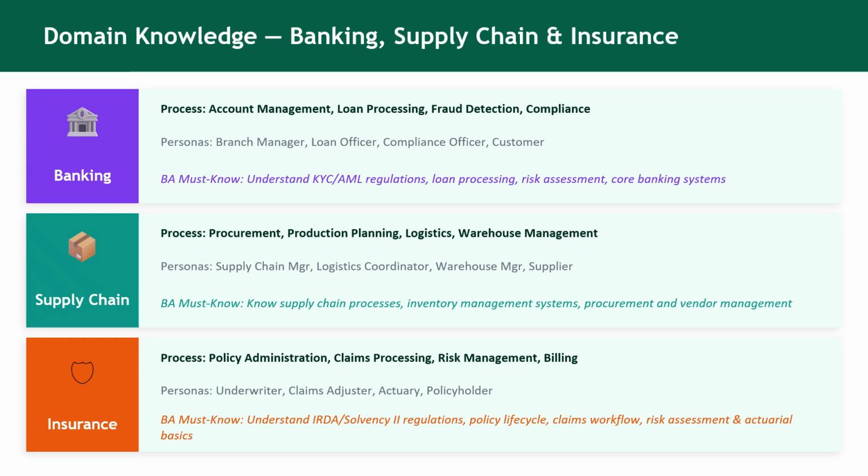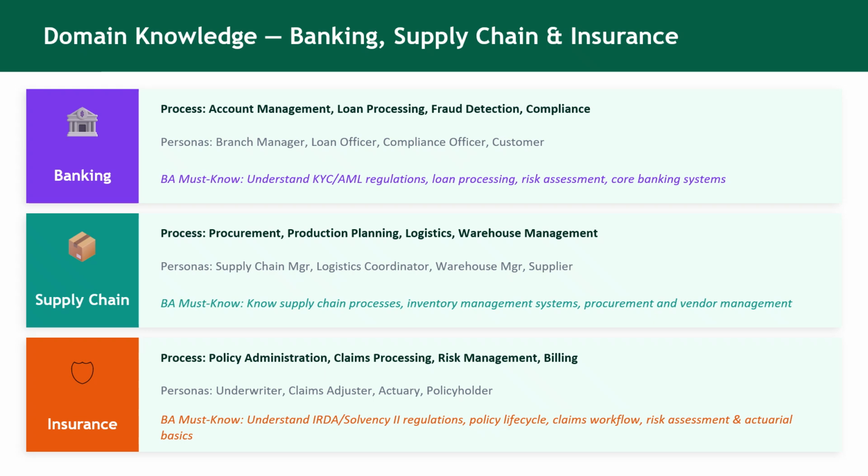Finally, we have insurance. In an insurance system, processes include policy creation, claim processing, billing, and risk management. The BA should understand how policies are issued, how claims are processed, and how risk is evaluated. Knowledge of regulations and actuarial concepts is also useful.